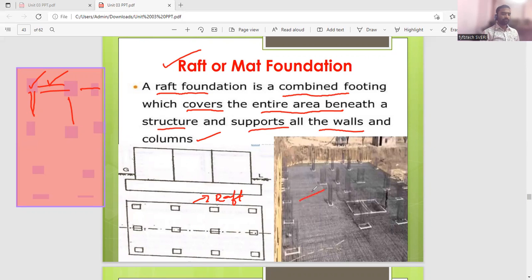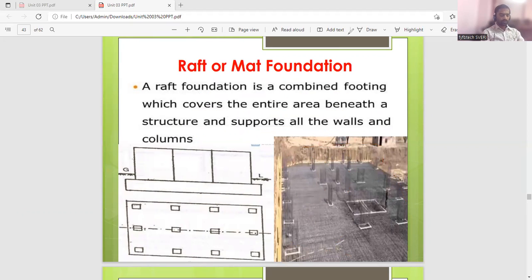See the diagram, the entire site is excavated. Okay, and what he has done, he has done meshing reinforcement, and opposite he has done columns. Okay, and he will do concreting on it. Is it clear, all of you? Yes, all of you, is it clear?